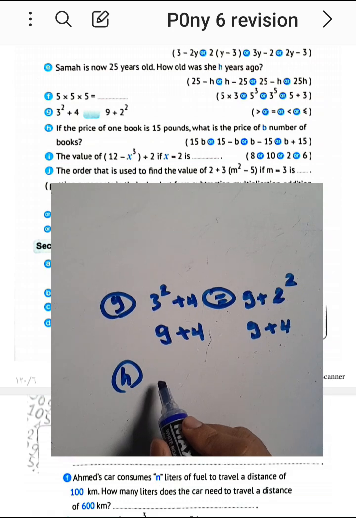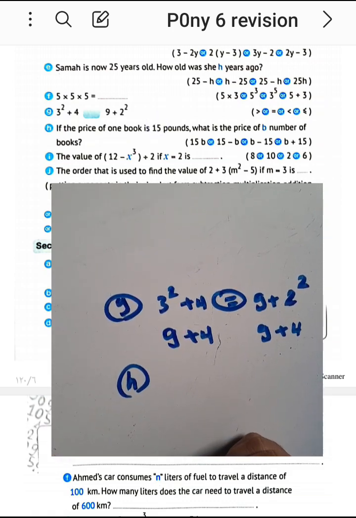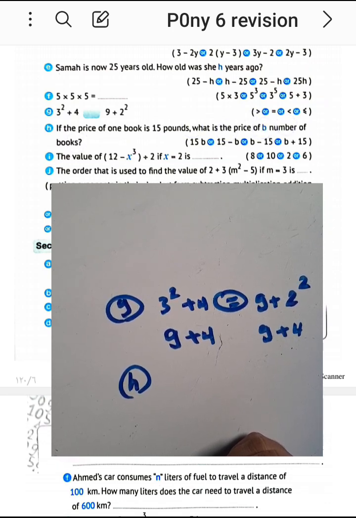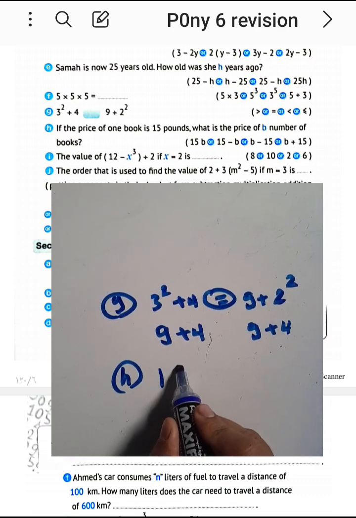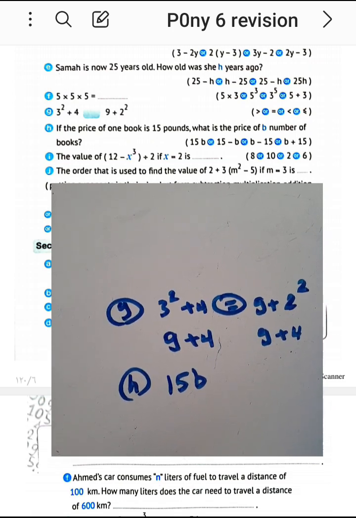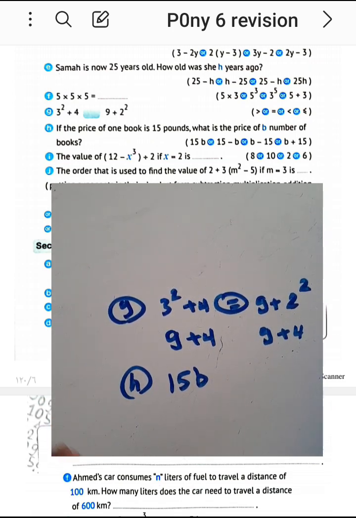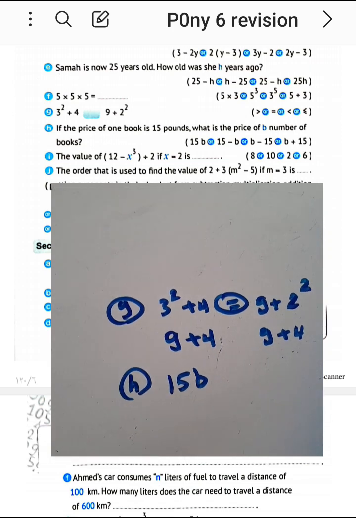Letter H. The price of one book is 15 pounds. What is the price of P number of books? It will be 15 multiplied by P, 15P. Because the price of one book is 15 pounds, the price of P number of books will be 15 times P. To find the total, multiply them.